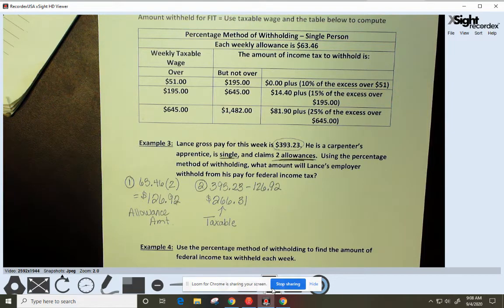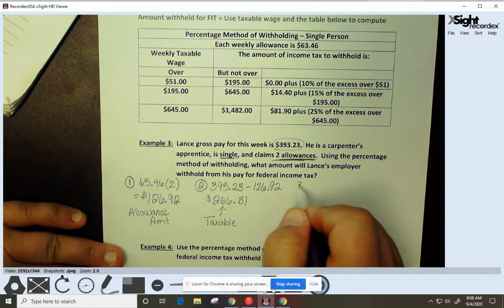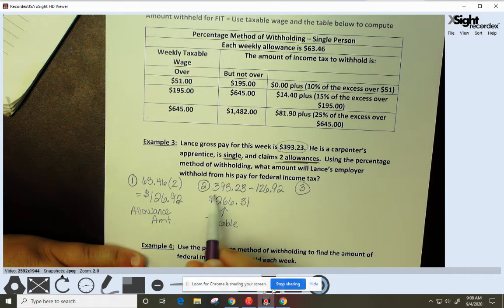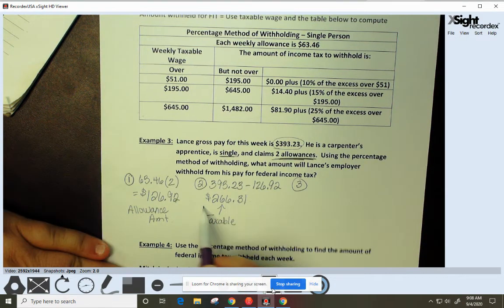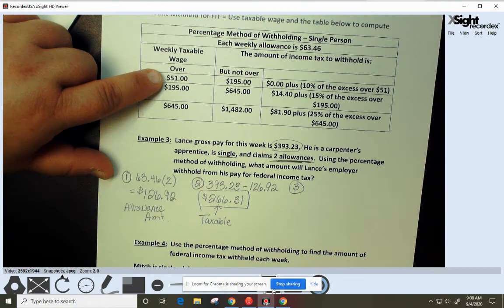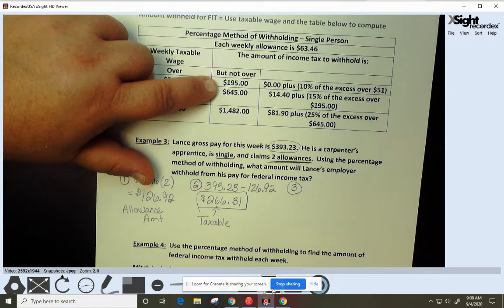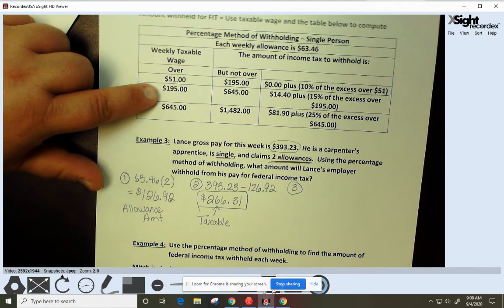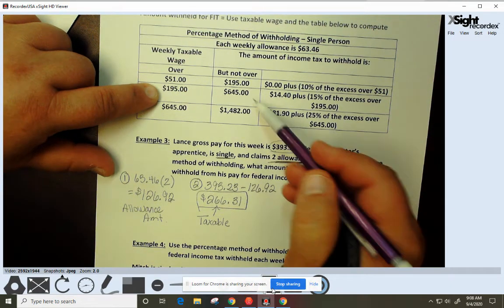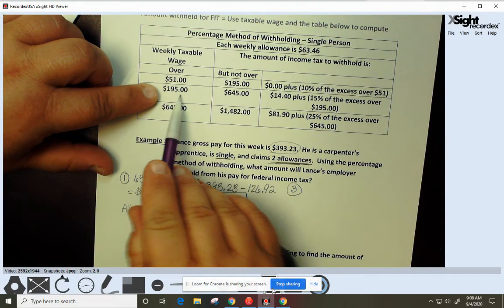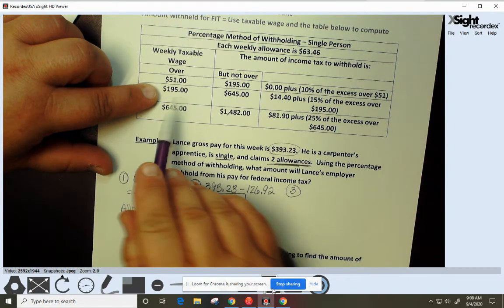Now then, on step 3, we're going to the table. I want to know where this falls in my table. So I'm going to go up here and look. Well, it's more than 51, but it's also more than 195. So he's not going to fall in this. It's over 195, but it is less than 645. So he falls in between these two taxable wages right here.